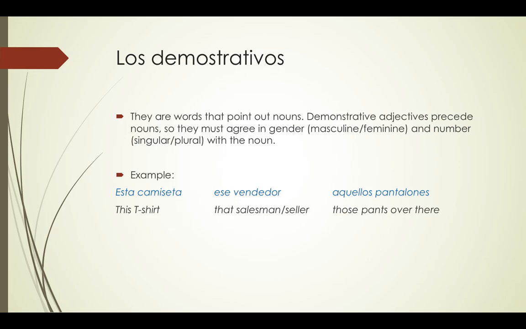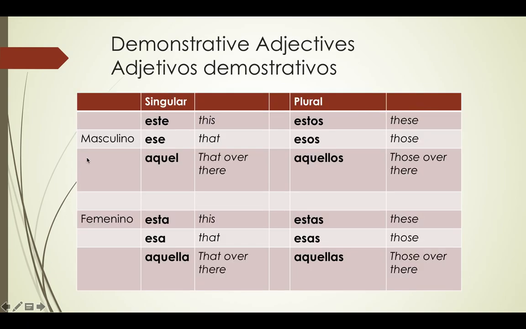For example, esta camiseta, this t-shirt, ese vendedor, aquellos pantalones. Notice how esta is feminine singular, ese is matching that masculine singular, but aquellos matches the plural for pantalones. So here are the demonstrative adjectives.